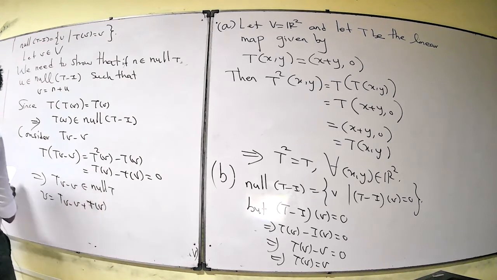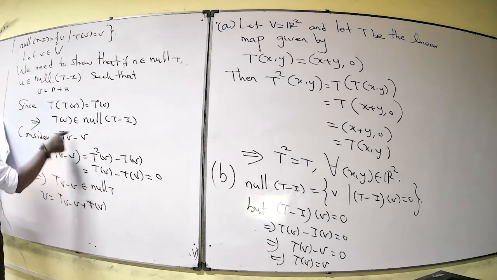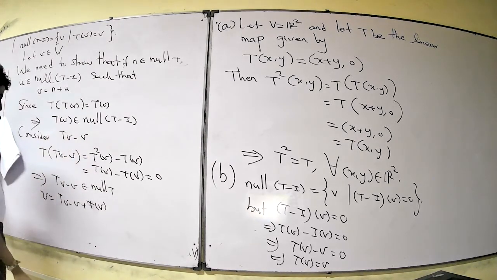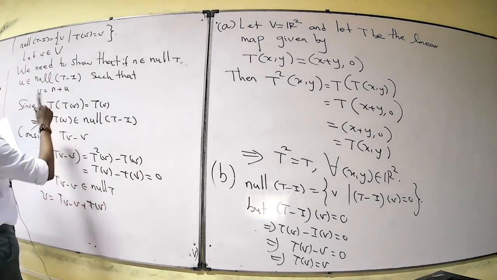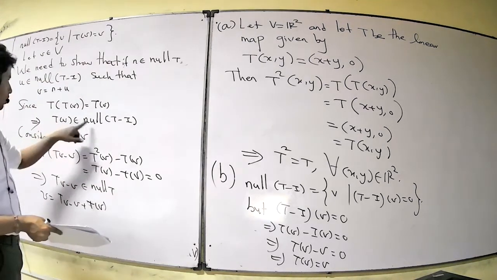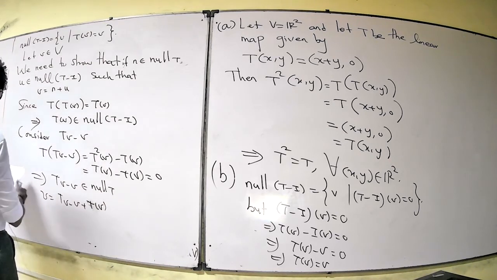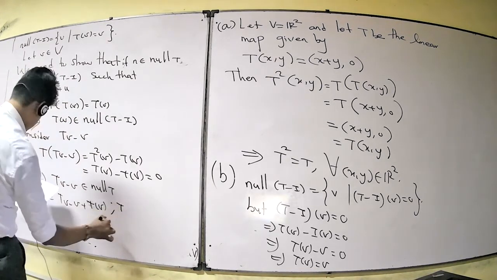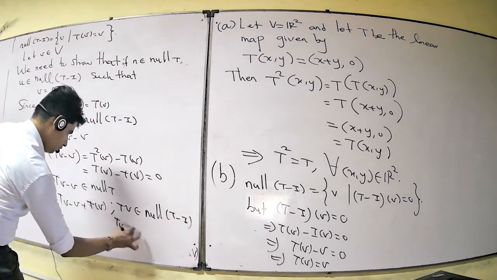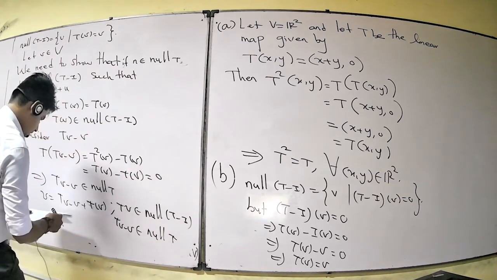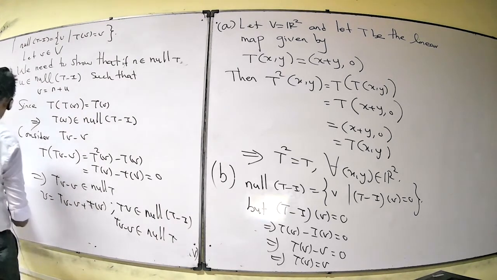Here, T of b minus b. Now, T of b minus b belongs to null of T. This T of b means null of T minus I. Therefore, you can write here: T b belongs to null of T minus I, and T b minus b belongs to null of T. This one belongs to null of T, and this one belongs to null of T minus I, right?